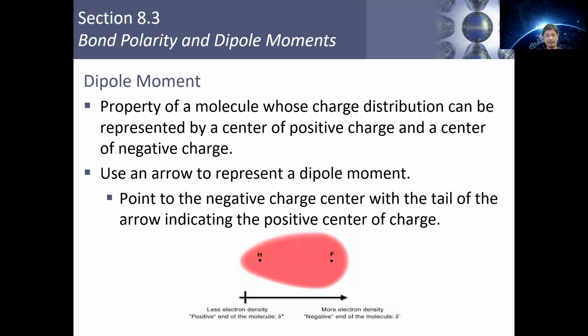All right, so with that said, when the bond between the 2 atoms is polar, what we're going to see is that the electrons will favor one side over the other, setting up a polarity difference in the bonds.